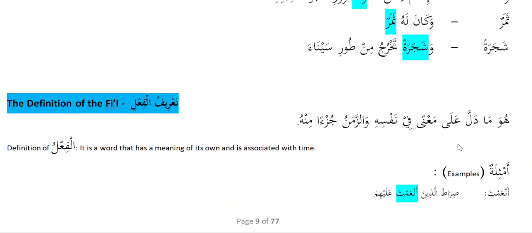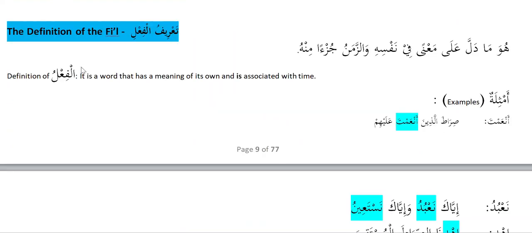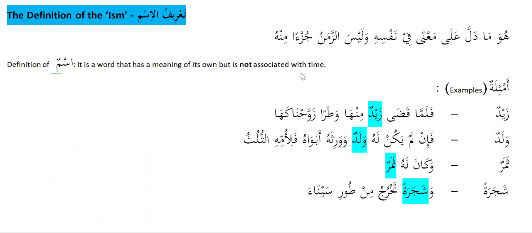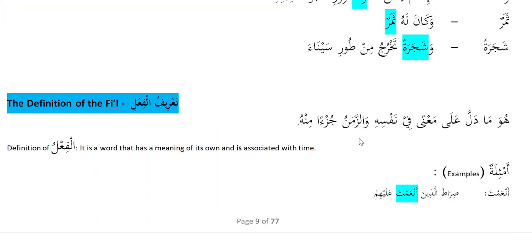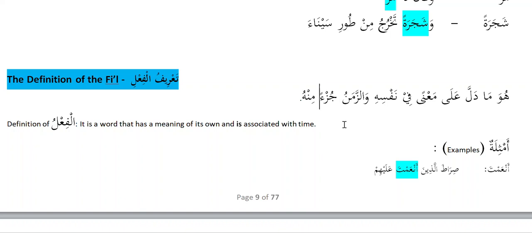The definition of the fi'l, the definition of the verb. Now we can say al-fi'lu is verb. هو ما دل على معنى في نفسه وزمن جزء منه. This is a grammar mistake here. It's kind of funny you're teaching grammar. هو ما دل على معنى في نفسه والزمن جزء منه. So the definition of al-fi'lu, the verb, is a word that has a meaning of its own and is associated with time. Time is a part of it.